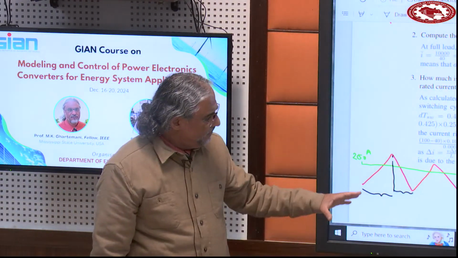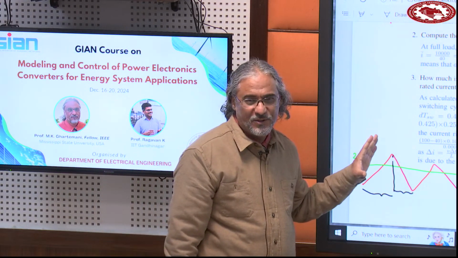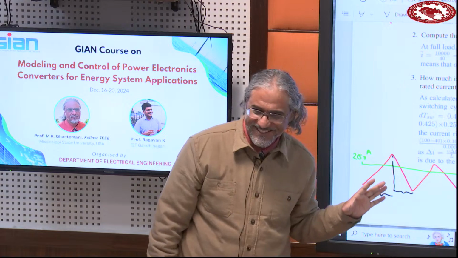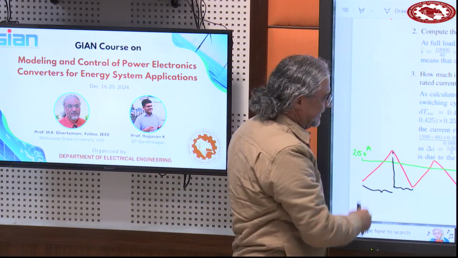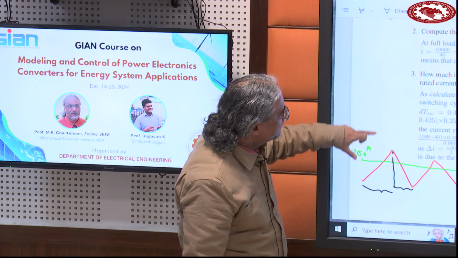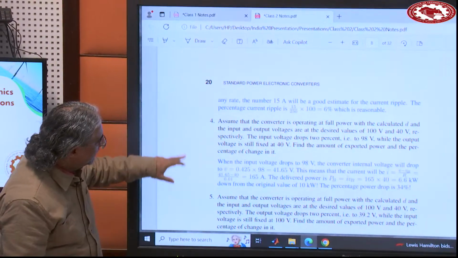So if you are okay with 10%, keep it 10%. Don't try to decrease it to 2%. Keep it 10% because it's going to be costly. Okay, so that was this aspect.